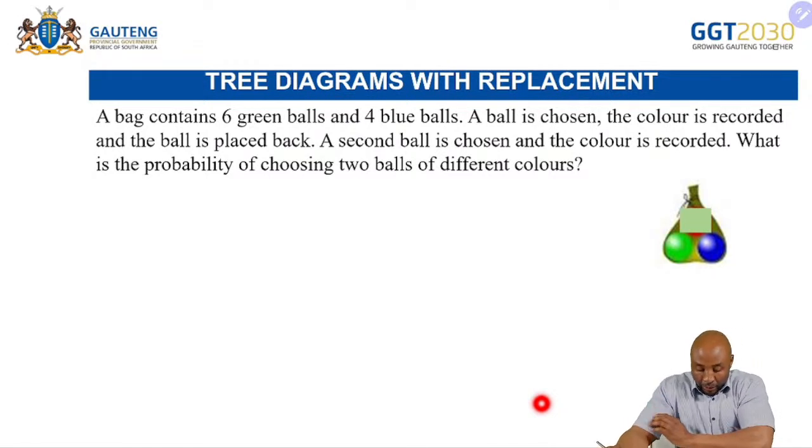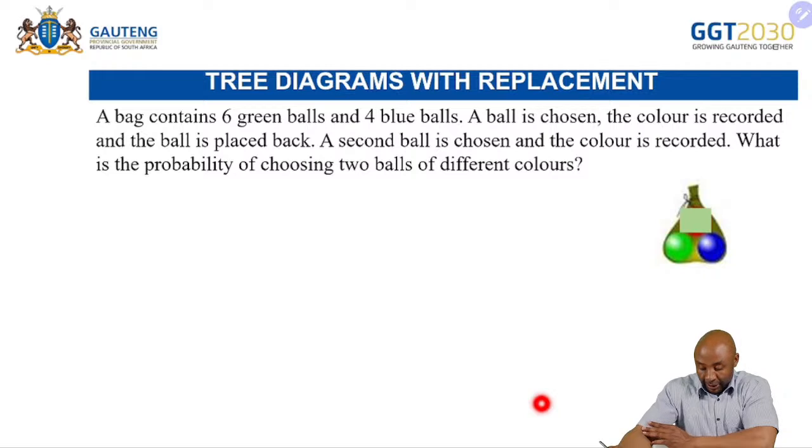Now, let's look at this one. A bag contains 6 green balls and 4 blue balls. A ball is chosen. The color is recorded and the ball is placed back. A second ball is chosen and the color is recorded. What is the probability of choosing 2 balls of different colors?